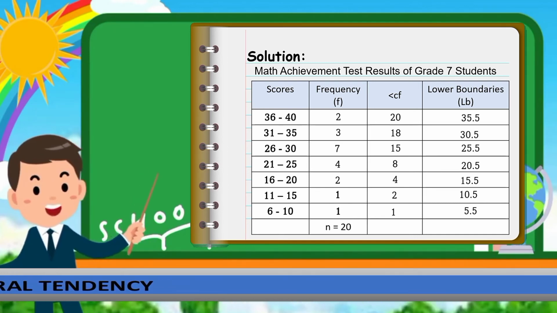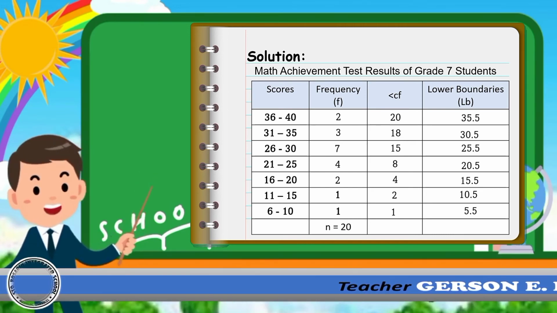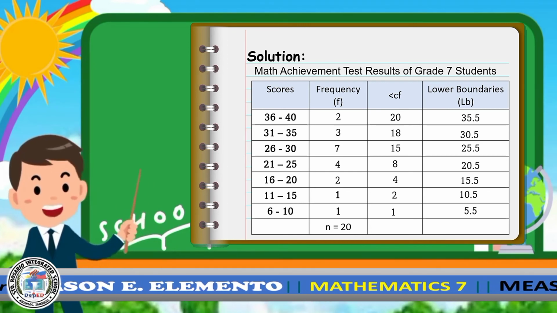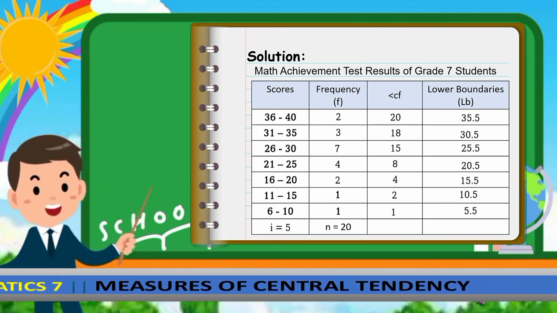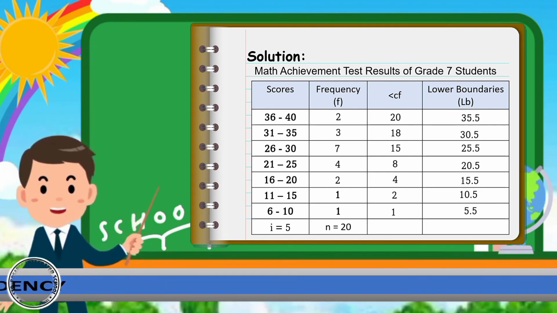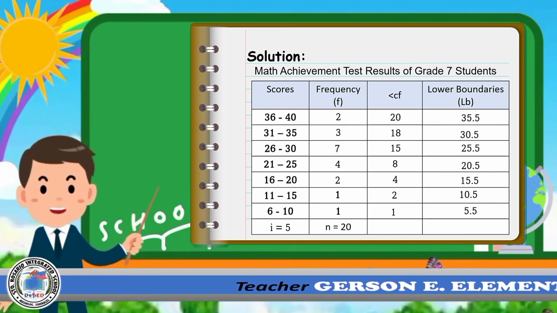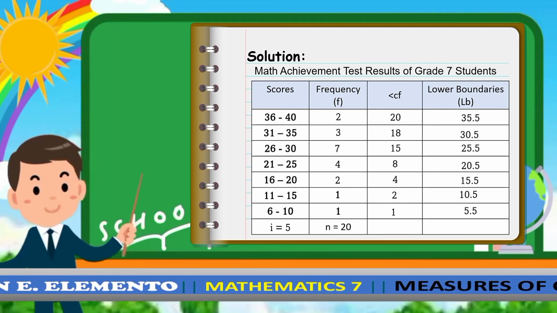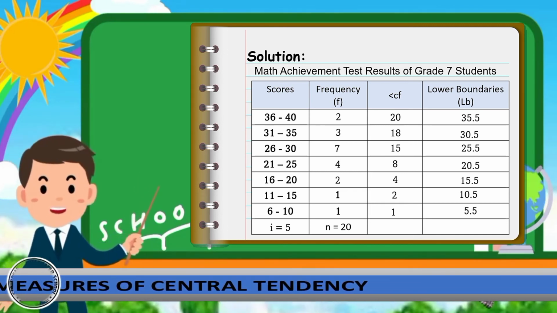Now, for us to find the interval, we just need to count the numbers in each class, or the number of values in each class. From 6 to 10, we have 5 values: 6, 7, 8, 9, and 10. To find the interval, we just need to subtract the lower score from the highest score of each class. For example, we have 10 minus 6 is equal to 4, then add 1, so we have 5. The interval is 5. Then find the sum of all the frequencies. We have n is equal to 20.